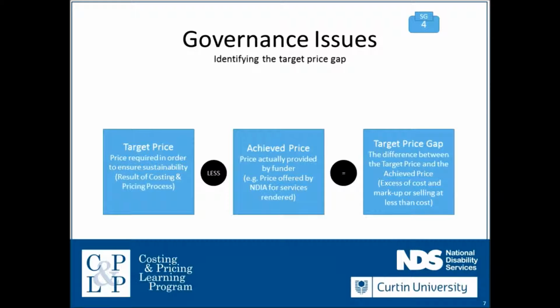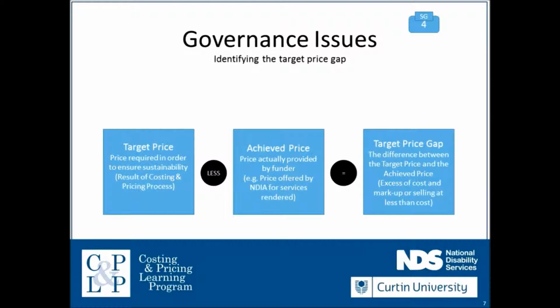The other fundamental aspect that we want to look at is the idea of the target price gap. Overall, the purpose of costing and pricing is to enable an organisation to understand the difference between its optimal price, what we call the target price, and the actual price it receives. We call this the achieved price.